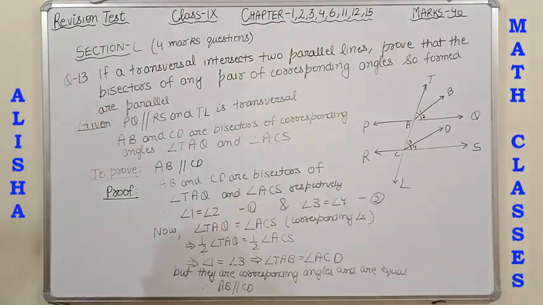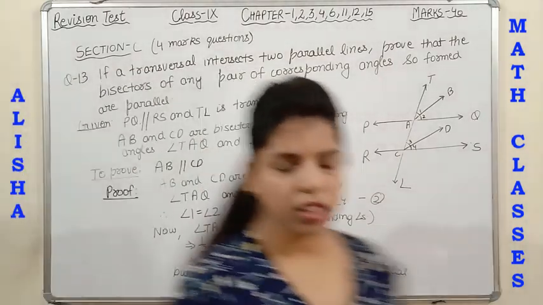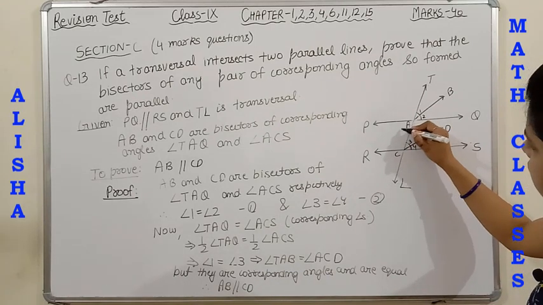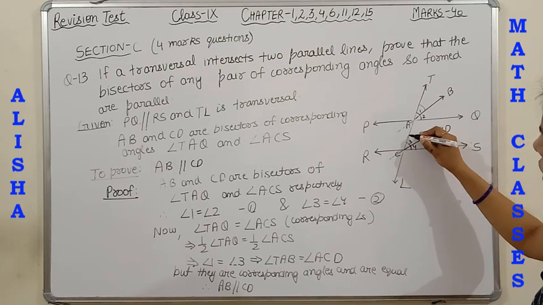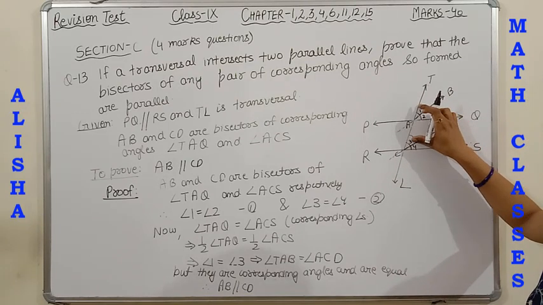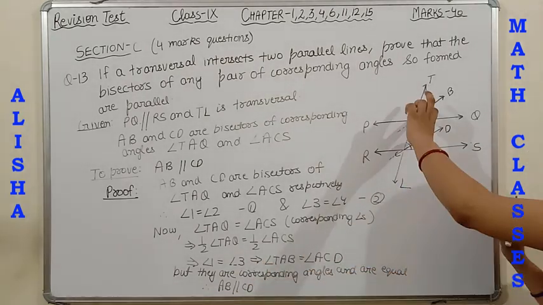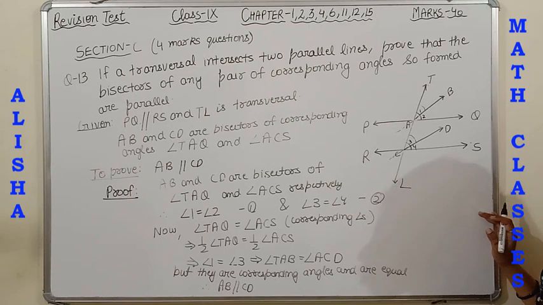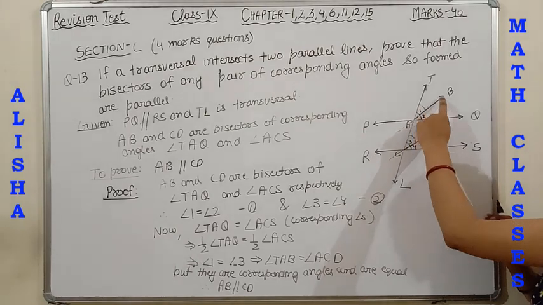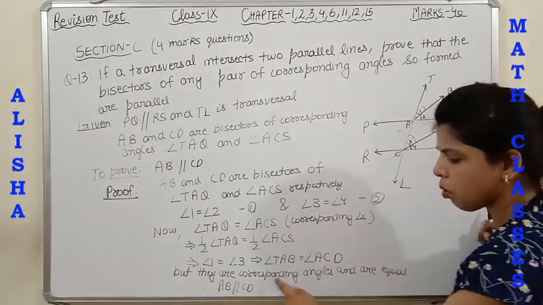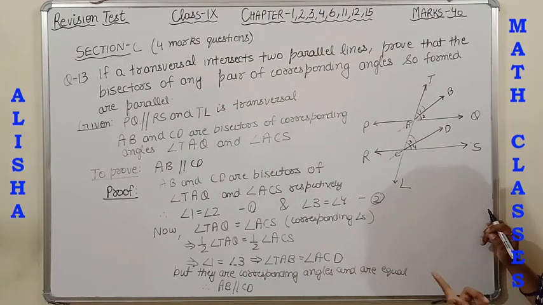But when you observe this very clearly, you can see that if these two lines are produced backward, very carefully see here, this is angle 1 and this is angle 3. Now we have proved that angle 1 is equal to angle 3. If you observe, these are also corresponding angles. So if corresponding angles are equal, then lines are parallel. This is just the reverse of the corresponding angle axiom. So using that, if two corresponding angles are equal, then definitely the lines must be parallel. So AB is parallel to CD, hence proved.